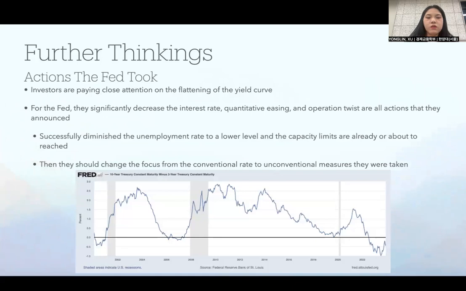So we can see from this graph on the bottom that the part that is shaded gray represents the economic recession. After that part, it's continuously growing to a small peak. So this is what the Fed did. I think it is very successful, since it handled it very beautifully.